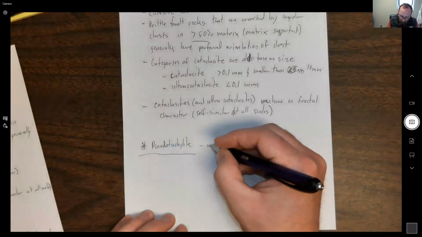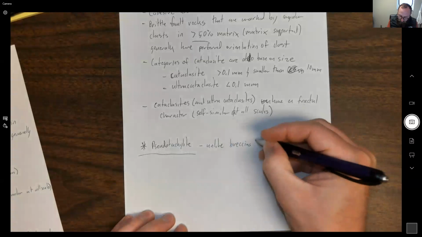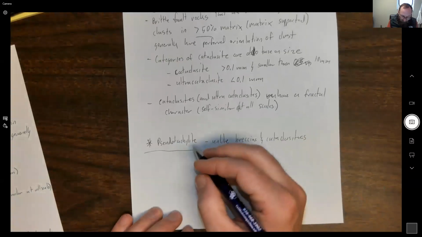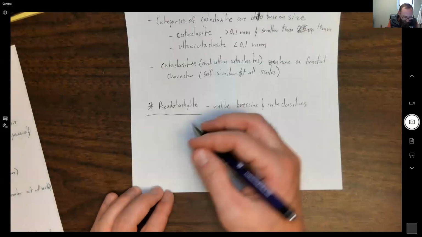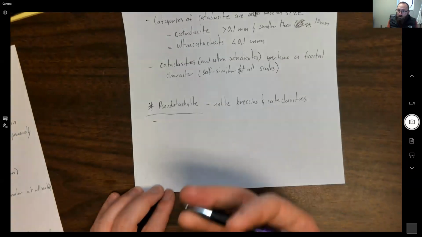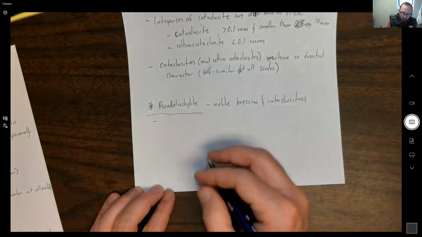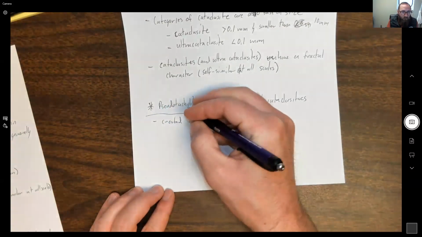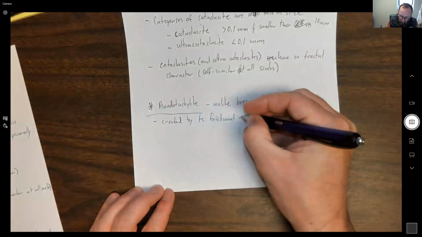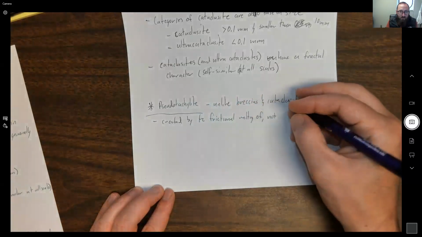So they're unlike breccias and cataclasites in that they're created by the frictional melting of, but not the grinding and fracturing of, fault rock, which our Breccia series rocks and cataclasite rocks are made from.